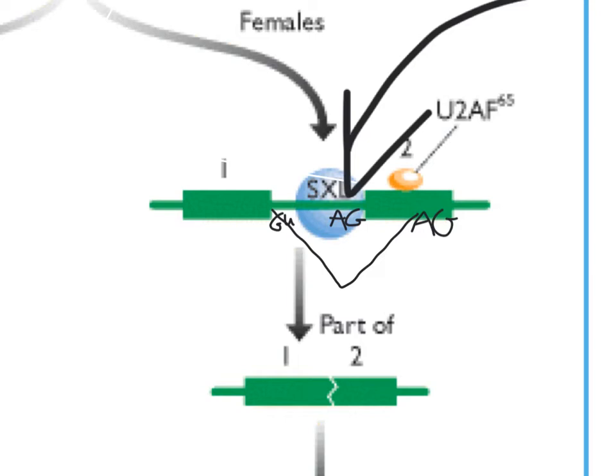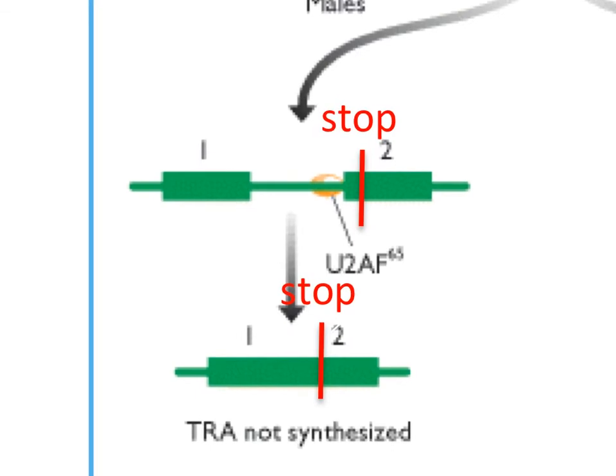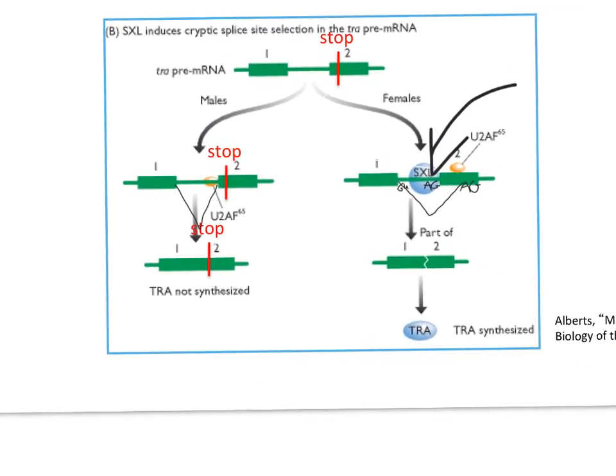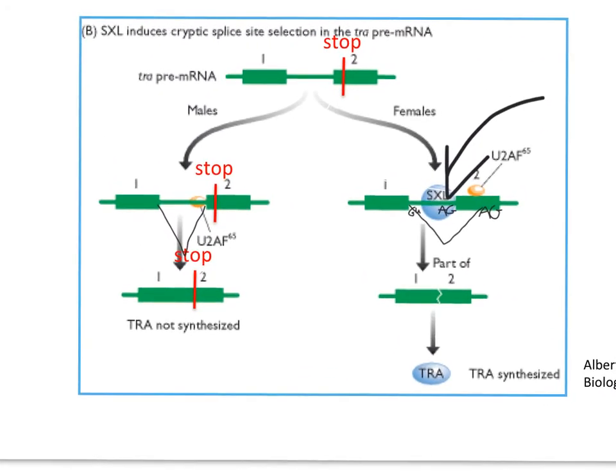So what happens in guys? No sex-lethal protein. So what's the splicing pattern going to look like? Intron 1 gets spliced out. And oh look, poor guys. What's wrong with exon 2? Stop codon. Another stop codon, another mutation. Boy, to be a lady, really.